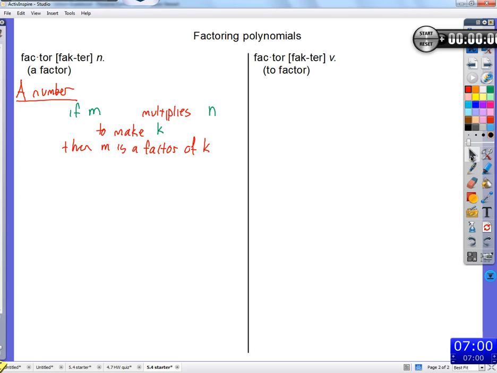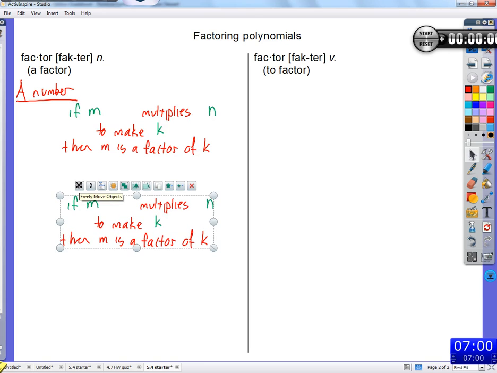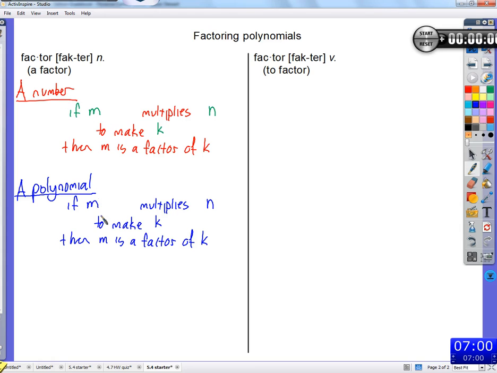You know what we can do? You take this definition, copy it verbatim, word for word, change it to blue. And now it applies to a polynomial. Whether we're talking about numbers or polynomials, the definition is the same. Now m doesn't represent a number. It did here, but now it represents a polynomial. If the polynomial m multiplies the polynomial n to make the polynomial k, then m is a factor of k. Factor means the same thing in numbers and in polynomials.